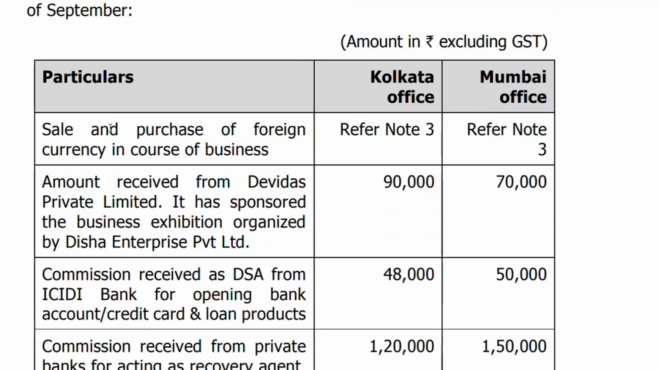So the next scenario, that is amount received from Devidas Private Limited. It has sponsored the business exhibition organized by Disha Enterprise Private Limited. Now what happened here? Disha Enterprise organized some business exhibition which was sponsored by Devidas Private Limited. So here sponsorship is done by Devidas Private Limited.